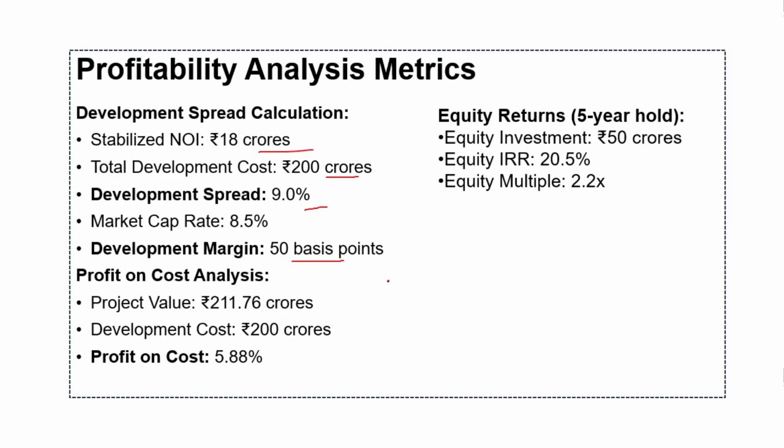So profit on cost, basically this overall measure is providing us a profit on cost of 5.88%. This profit margin compensates the developer for development risk, and that is what we are looking at. So equity return, here we are talking about 550 crore and equity IRR of 20.5% and equity multiple of 22.2 times.